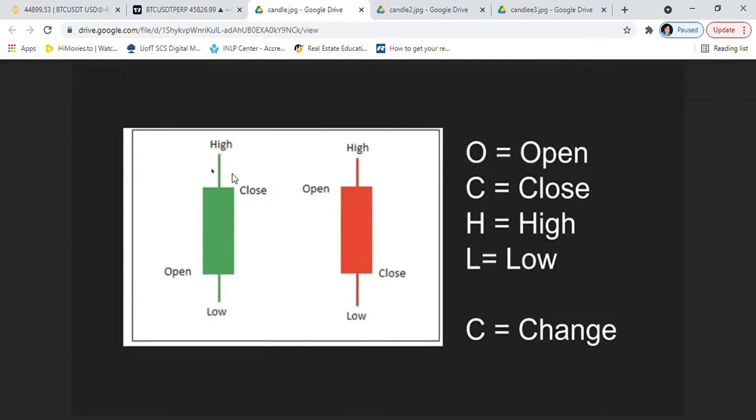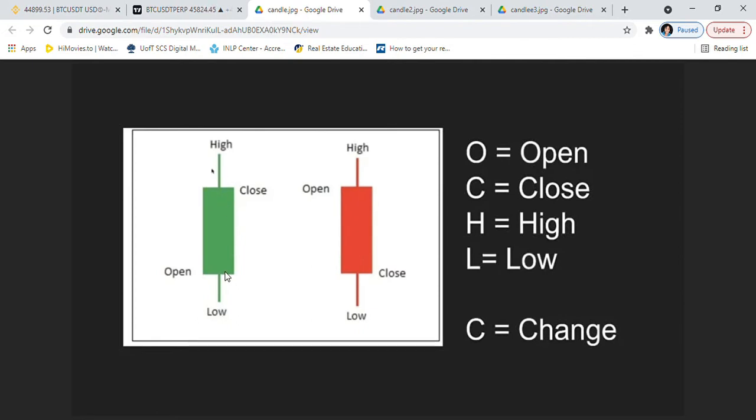You can see here there's this little skinny thing sticking out at the top, and then there's some at the bottom. That is called a wick. We call that a wick, and basically, the bottom part indicates the lowest price it went to, and at the top, this indicates the highest price it went to.